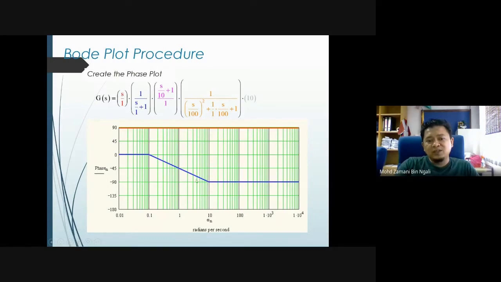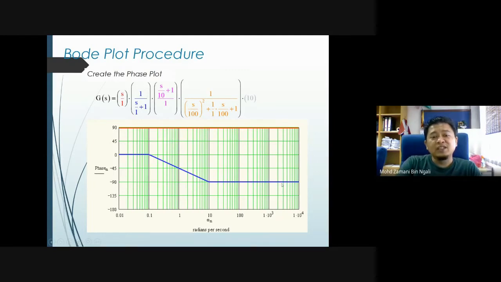So it starts from 0 since it is s over 1. When we reach 0.1, it goes down. The slope is negative 90 degrees per 2 decades, up to 1 decade after 1, which is 10. Up to 10, and then we go straight back to a constant value.